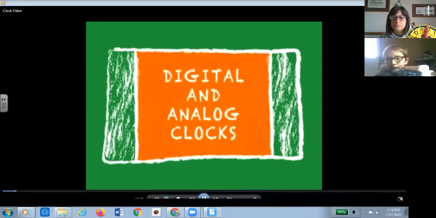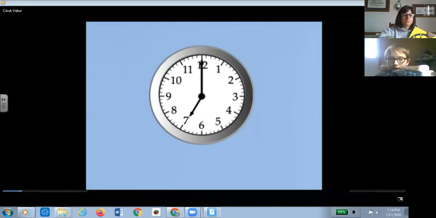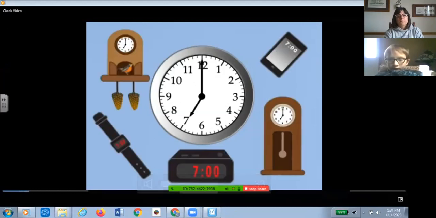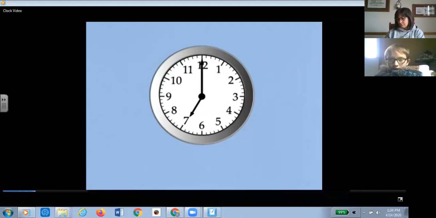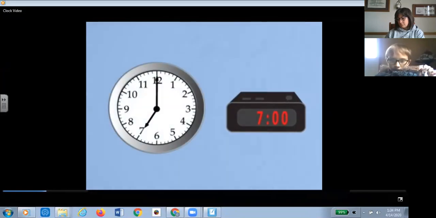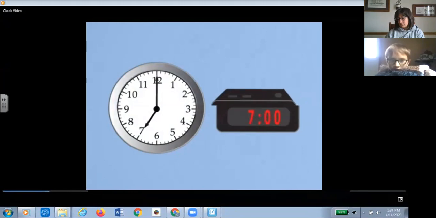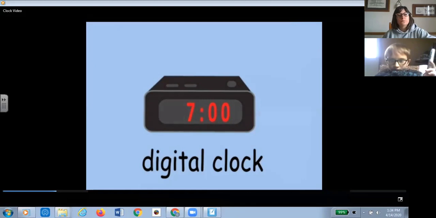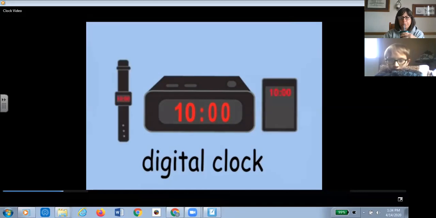We use a clock to measure time. These are all clocks. This is a clock. This is a clock. Both clocks show the time. This is called a digital clock. The numbers change to show the time. These are all digital clocks.